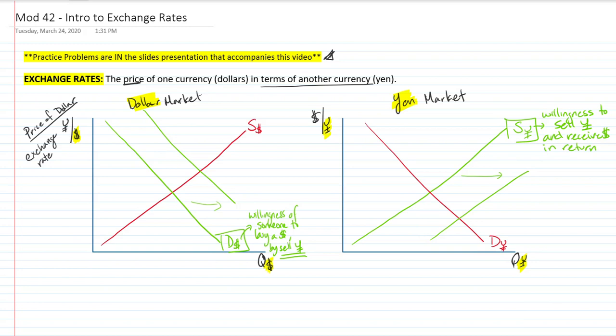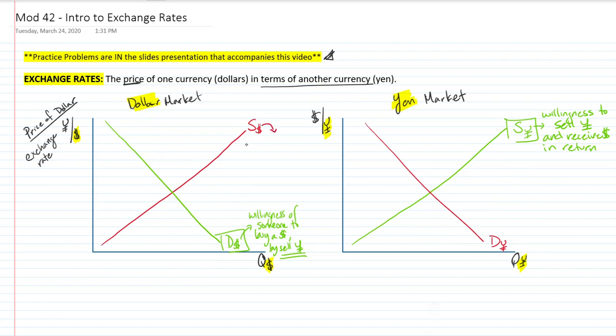And the opposite is also true. If somebody is less willing to sell their dollars, or sorry, less willing to buy dollars, that means they're less willing to sell yen along the way. Right? And then this also becomes true on the opposite end, right?